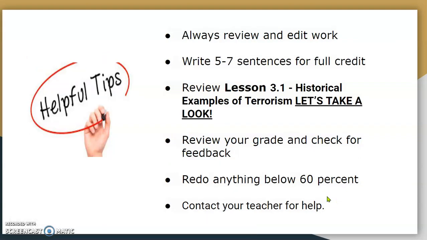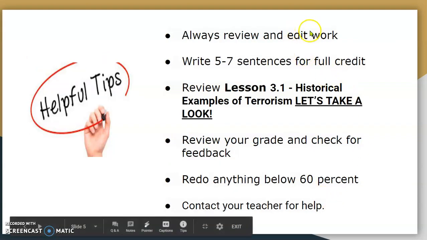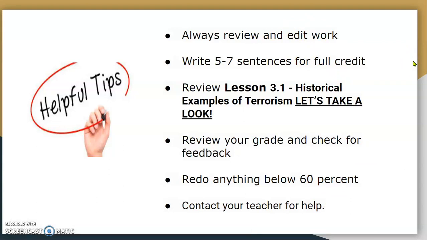Okay, helpful tips for this assignment. Always review and edit your work before you submit it. Make sure that you're checking for punctuation, you don't have any run-on sentences, you don't have any major spelling errors that are going to detract from your teacher reading it and grading it. Again, write 5 to 7 sentences for full credit. 5 to 7 sentences is what makes up a full paragraph. And review lesson 3.1 as I showed you earlier, historical examples of terrorism.